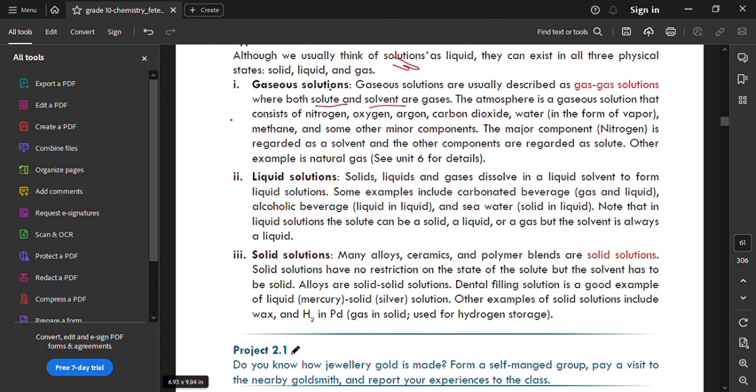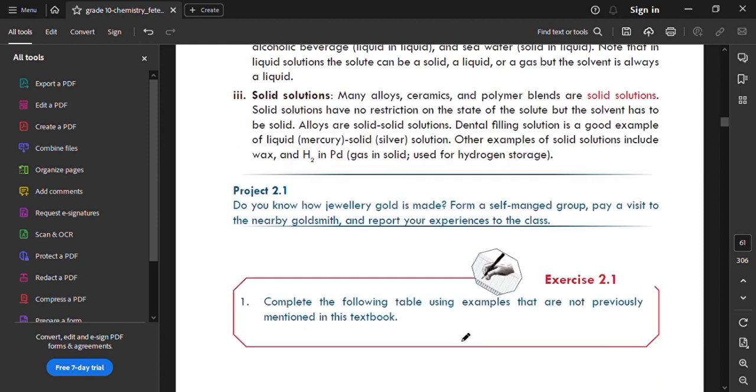So the examples of solid solutions include wax and hydrogen gas in palladium, or gas in solid used for hydrogen storage.